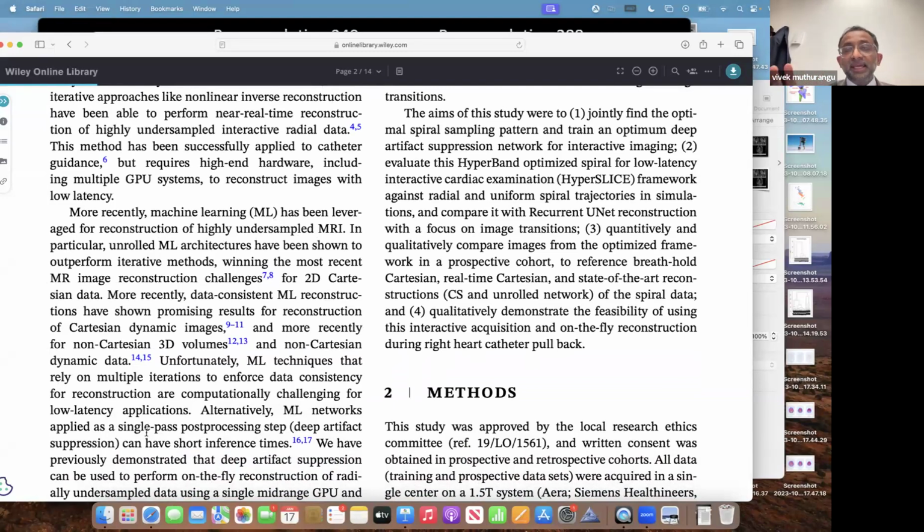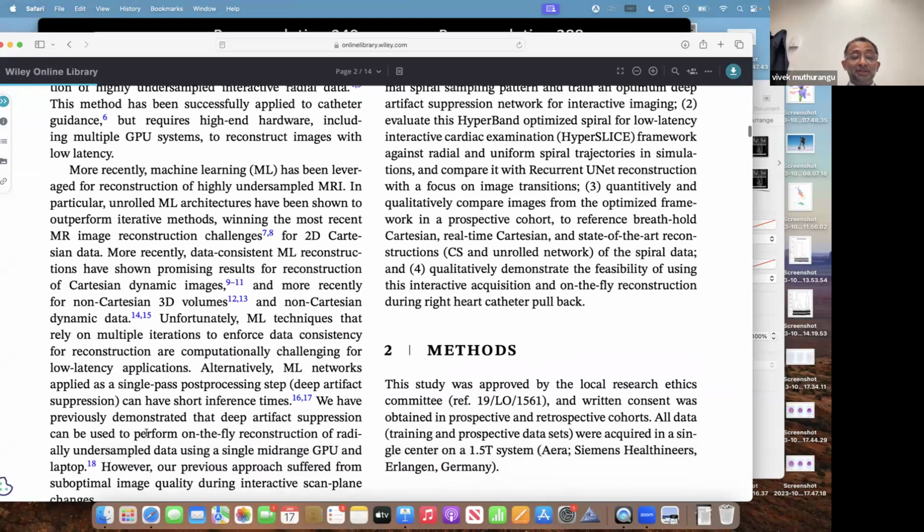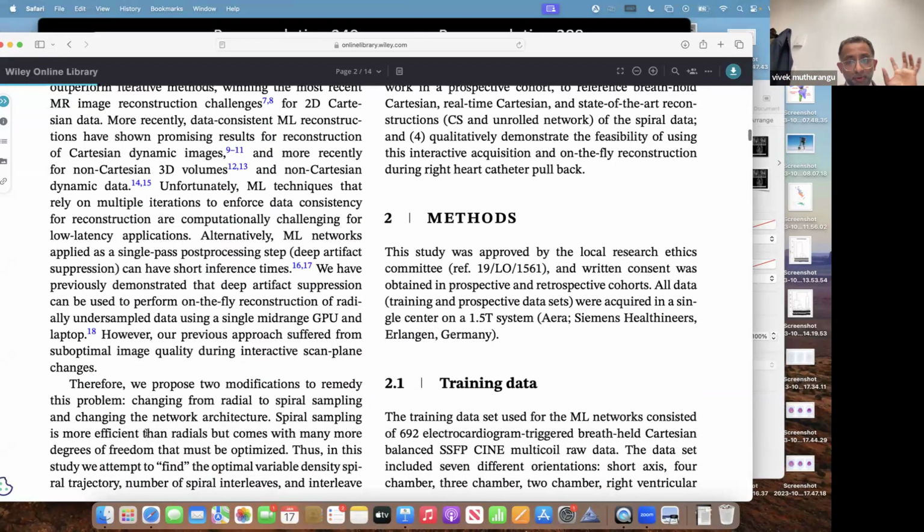So the idea here is that we just take the gridded image with all the artifact, push it through a convolutional neural network and get a sort of artifact suppressed image out the other side. So it's very, very quick, maybe not as good, doesn't have data consistency, but it does the job, and it's perfectly synergistic with low latency imaging. So we've done this before.